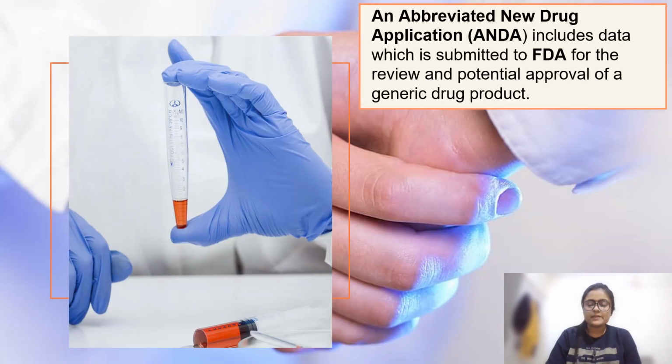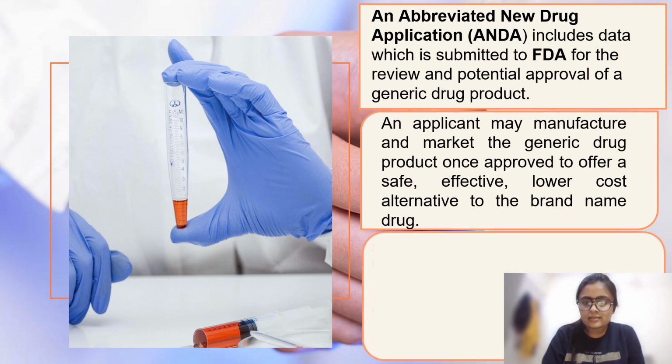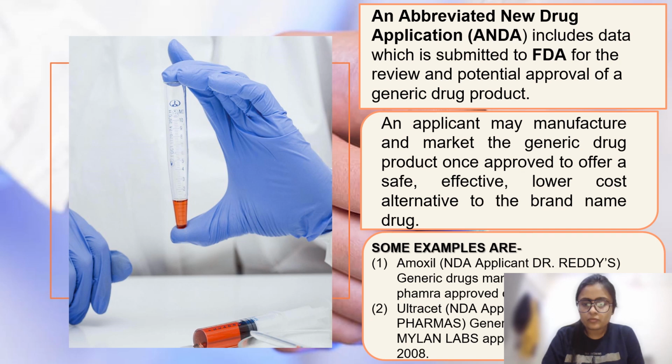ANDA is known as an abbreviated new drug application. It includes the data which is submitted to FDA for the review and potential approval of the generic drug products. An applicant may manufacture and market the generic drug product once approved to offer a safe, effective, lower cost alternative to the brand name drug. So these are some examples which are approved by ANDA.